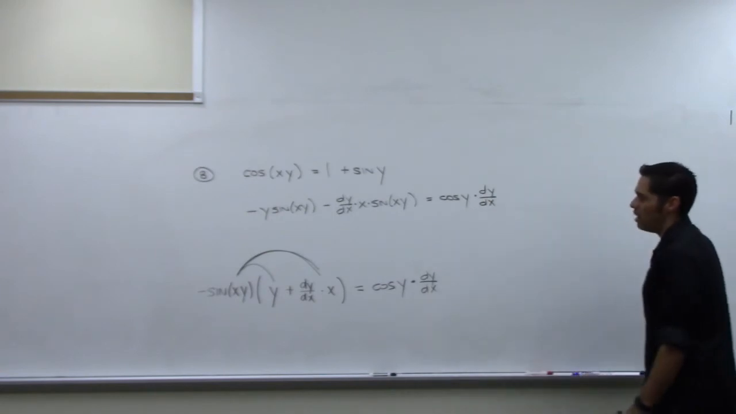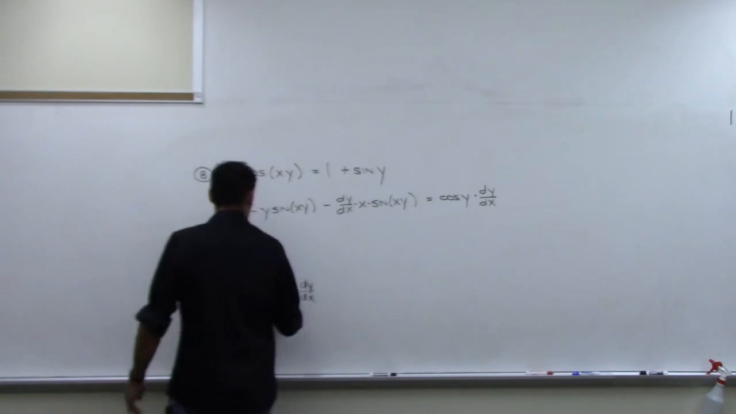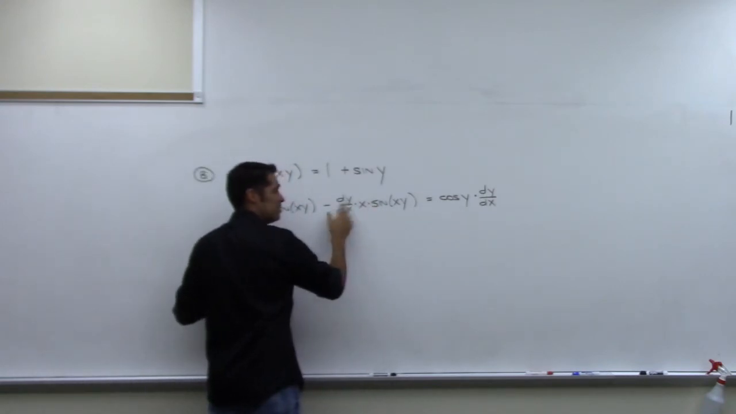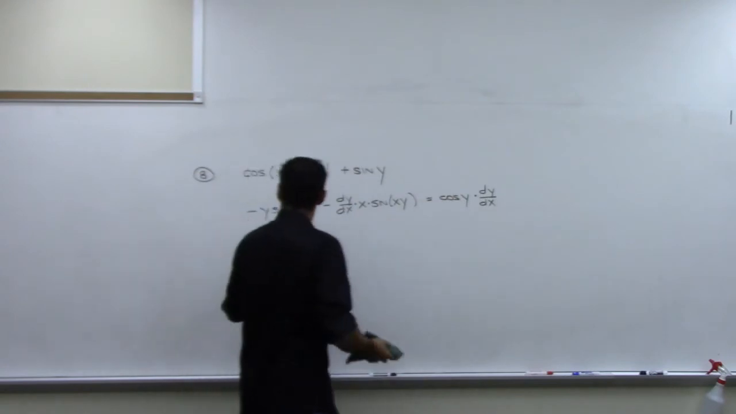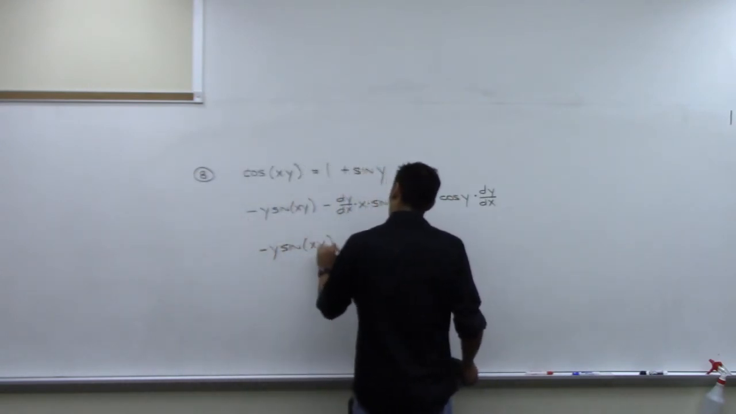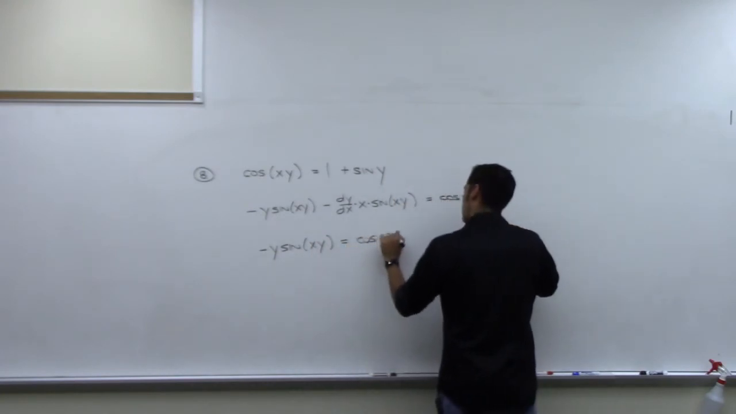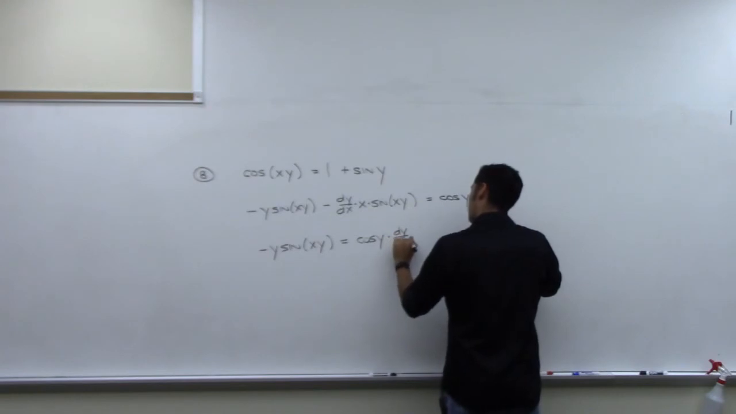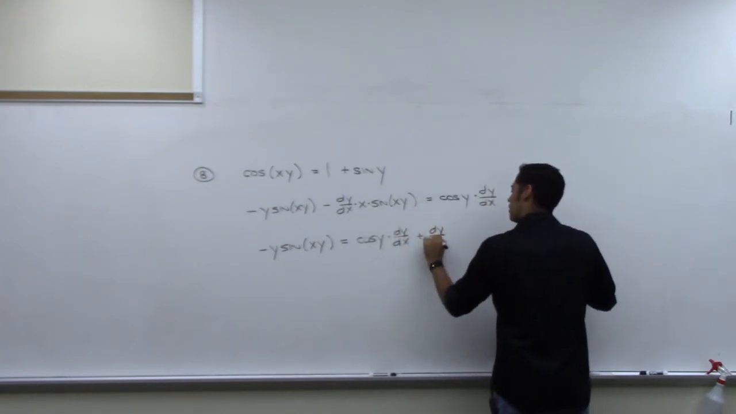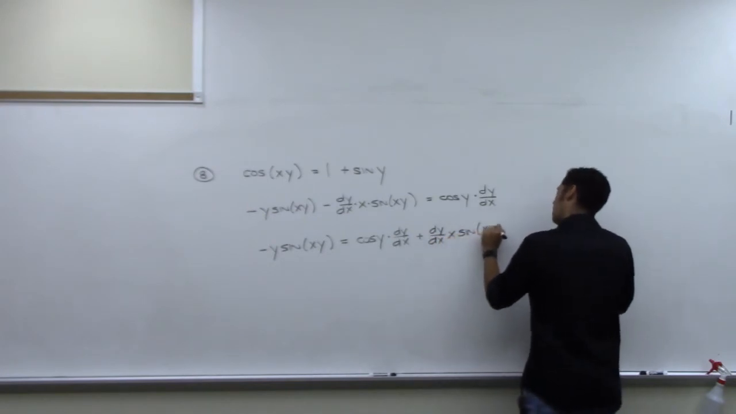Now I can get my dy dx terms on the same side of the equation. In this case, I'm going to move them to the right because this one's negative. So if I move it over, it's going to become positive. So the left side is negative y sine xy. And the right side is this term, cosine y times dy dx. This whole thing came over, plus dy dx x sine xy.